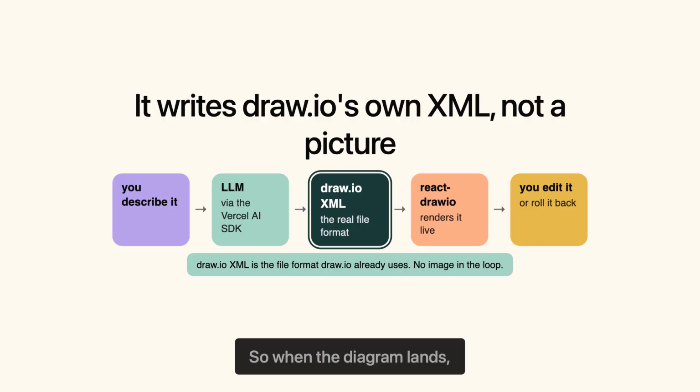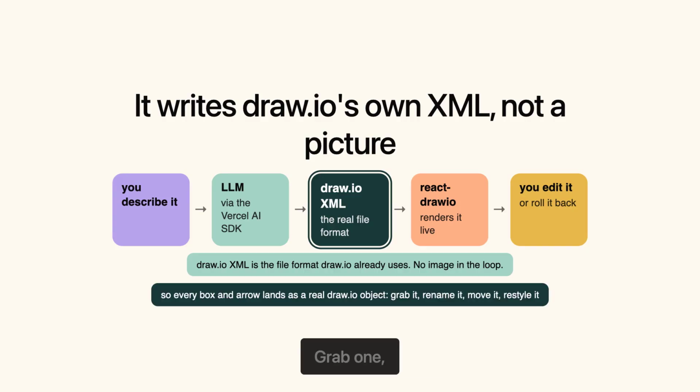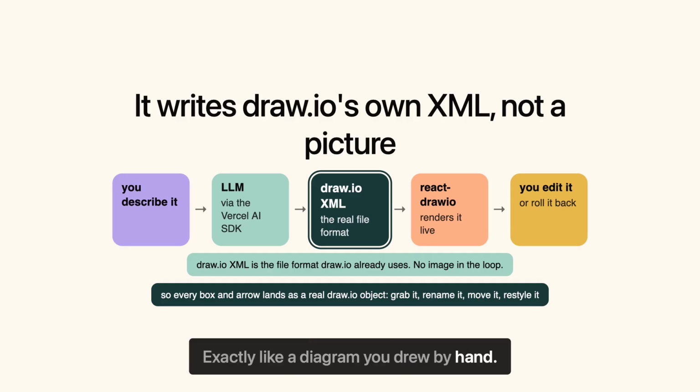So when the diagram lands, every box and arrow is a real draw.io object. Grab one, rename it, move it, restyle it. Exactly like a diagram you drew by hand.